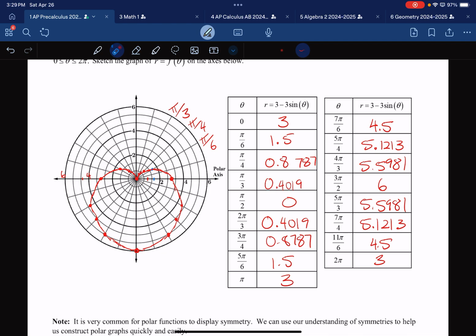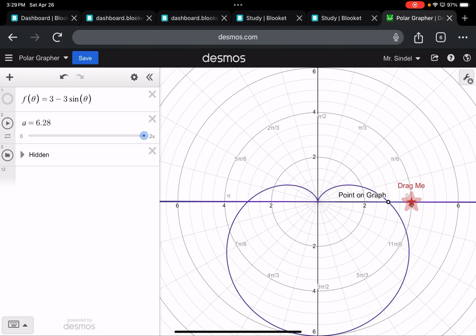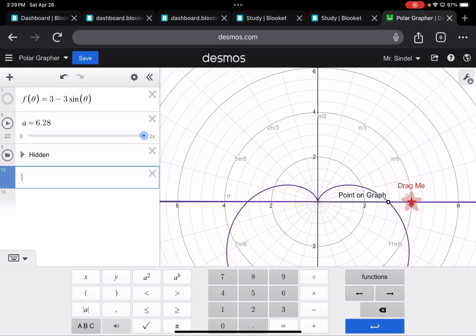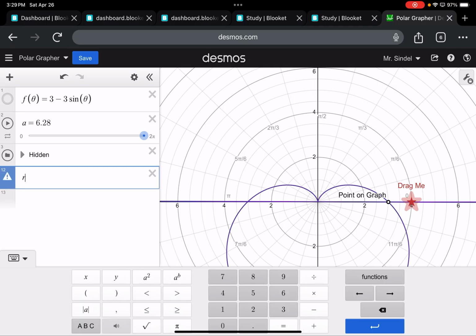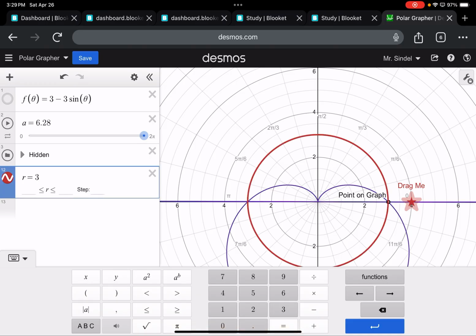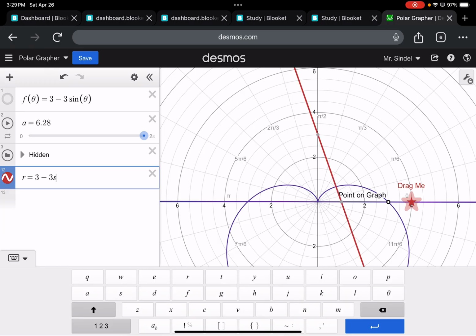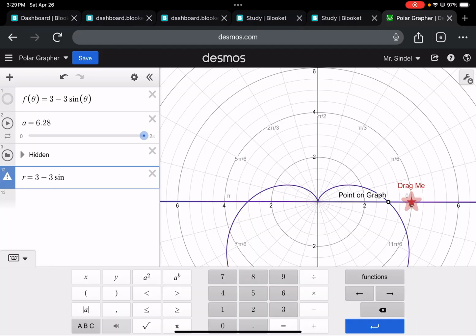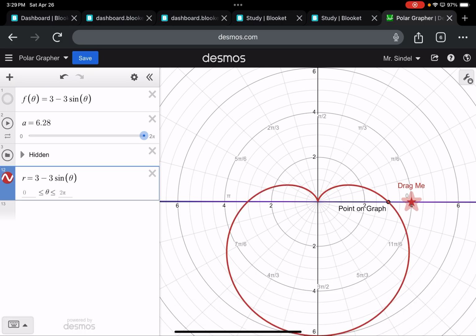So let's use a graphing calculator. With a graphing calculator, if you want to do this on your own and go to like Desmos, you can say like r is equal to some function. So in this case, I'm doing 3 minus 3 sine of theta, like that. And you can see that it does indeed make that graph that I can turn on and off. So that is the correct graph. This is how you can graph it on your own.